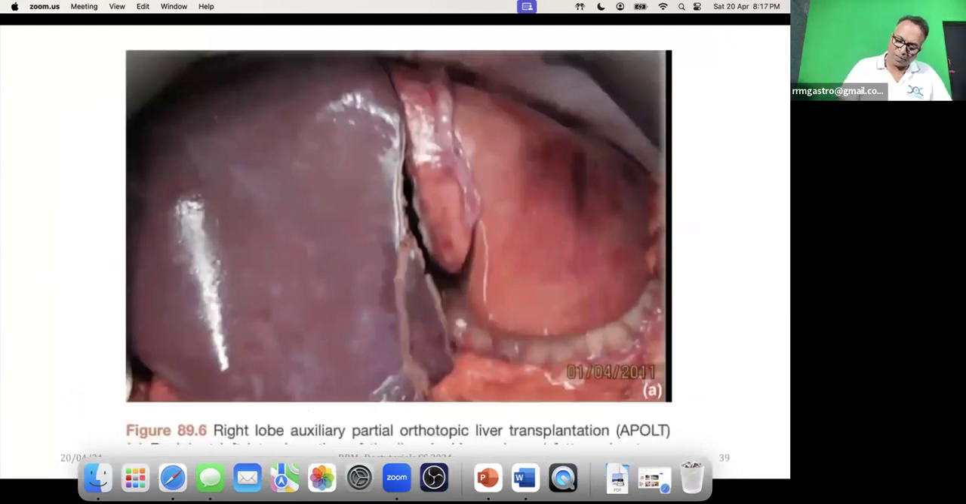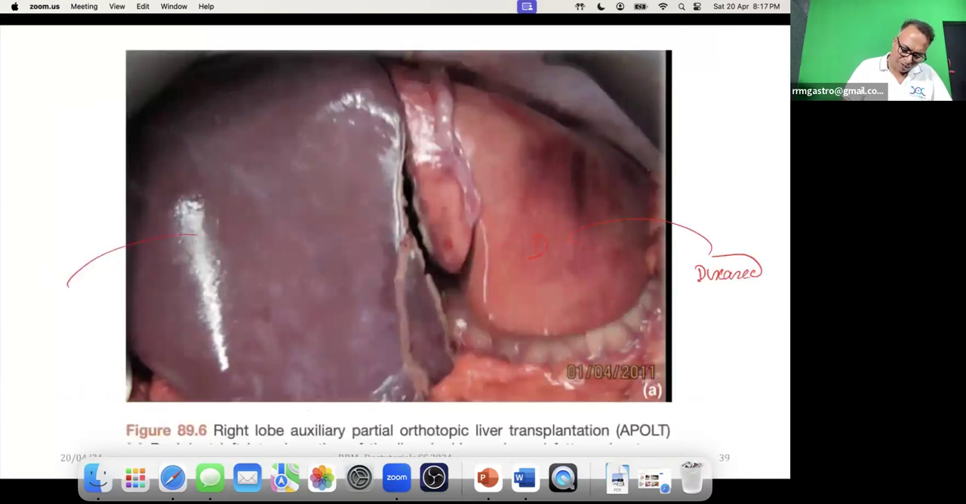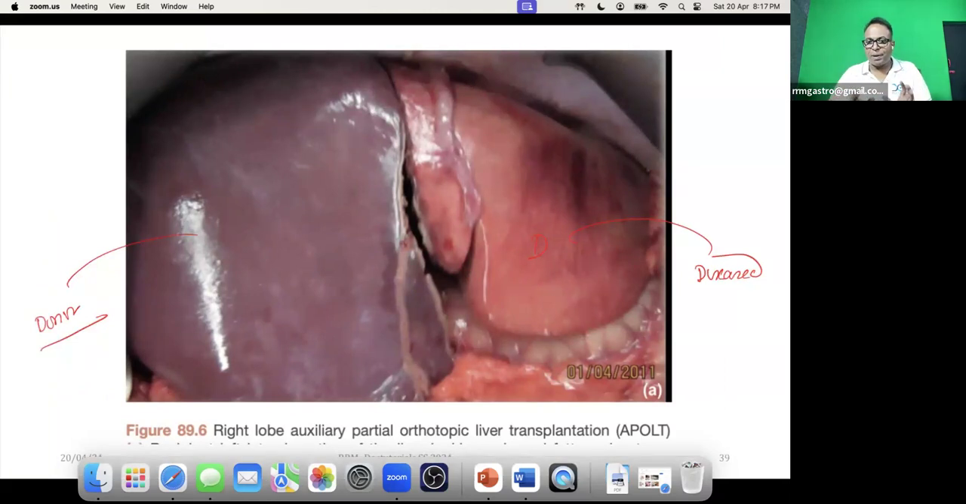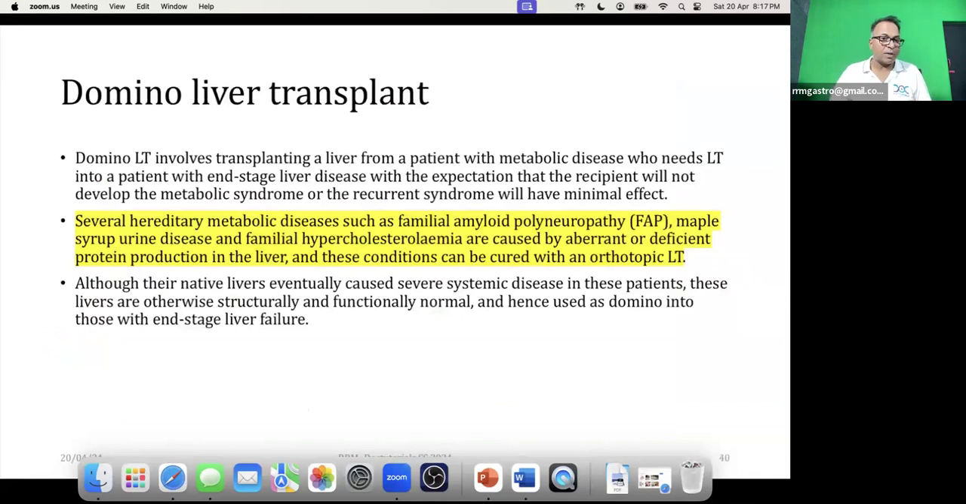This is a picture showing you a diseased liver. This is the diseased liver. This is the donor liver. You can see both are kept side by side, looking like a full liver. Orthotopic liver transplant, partial. Now another interesting concept is coming.